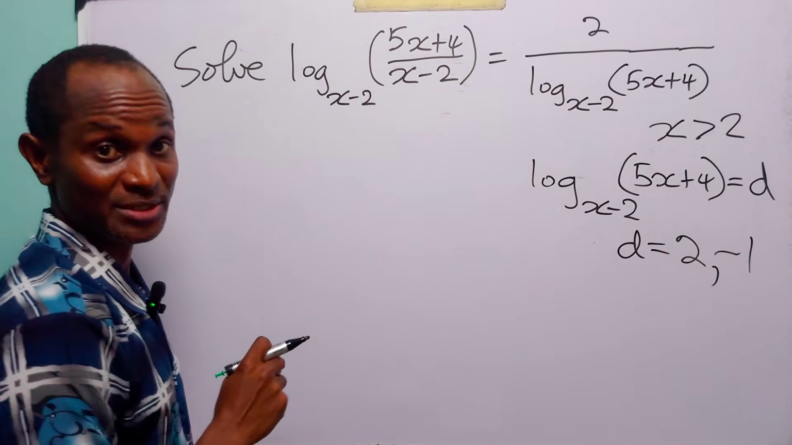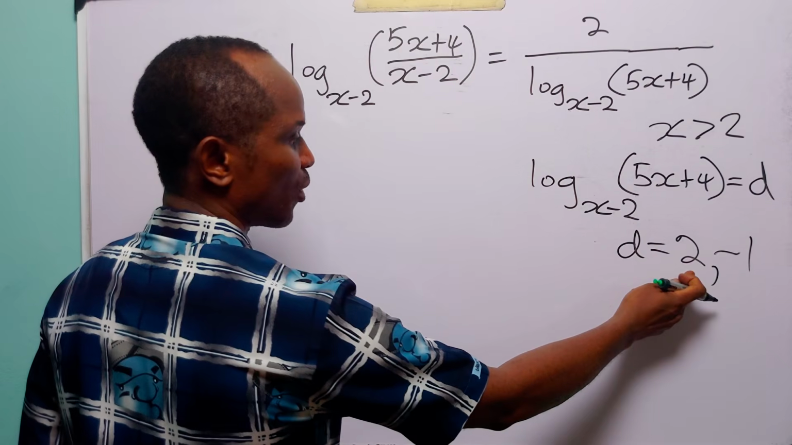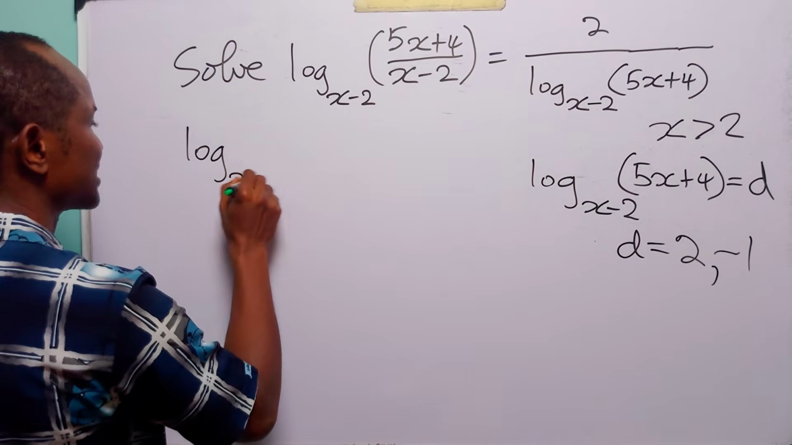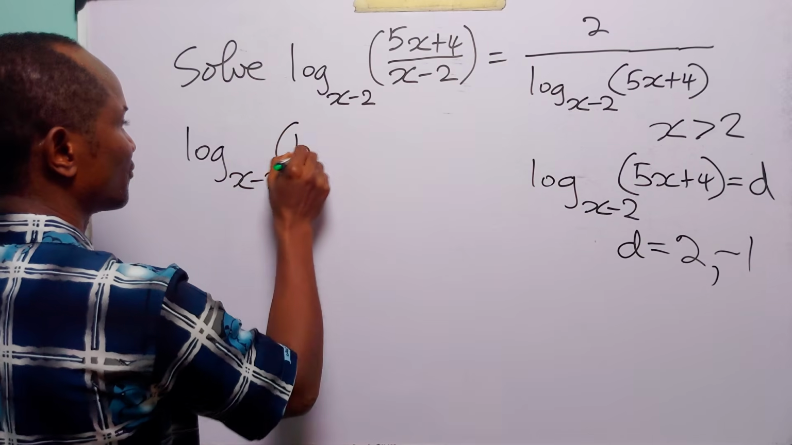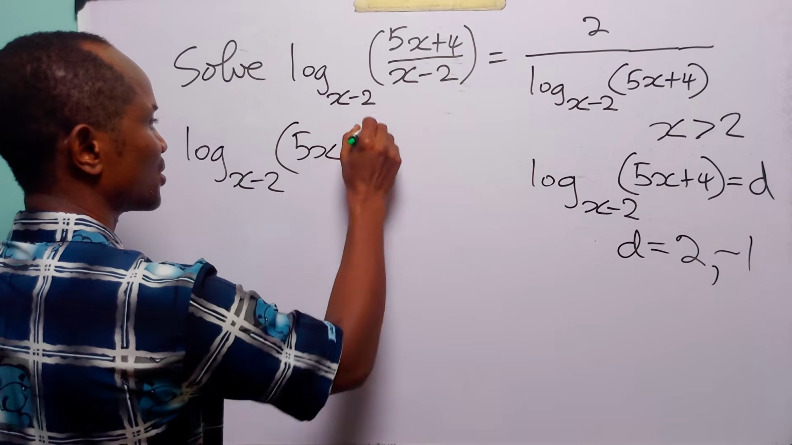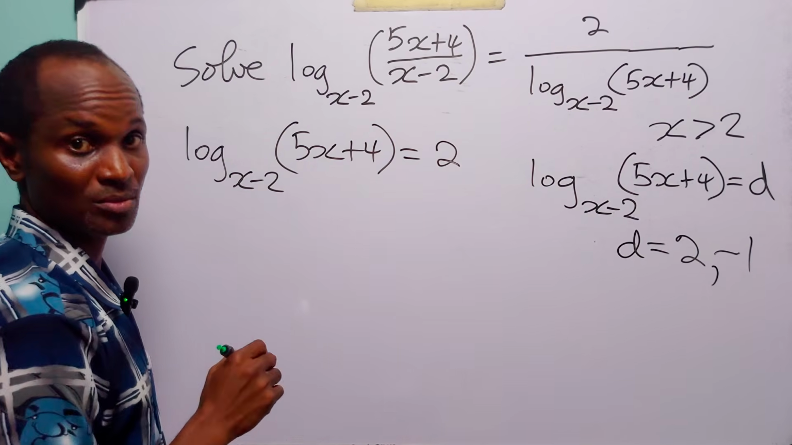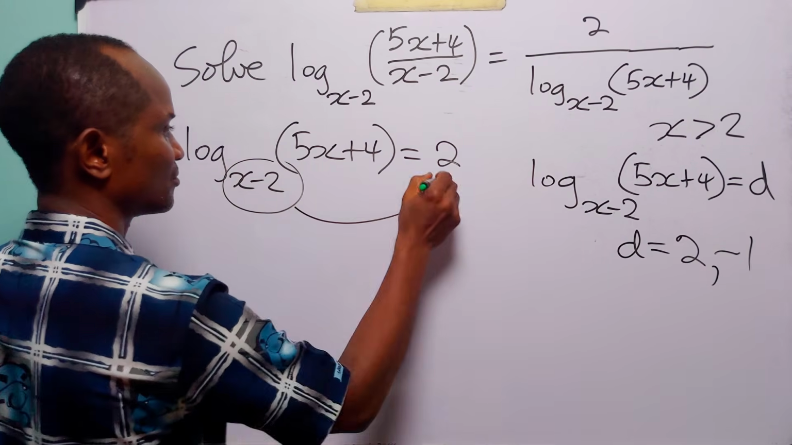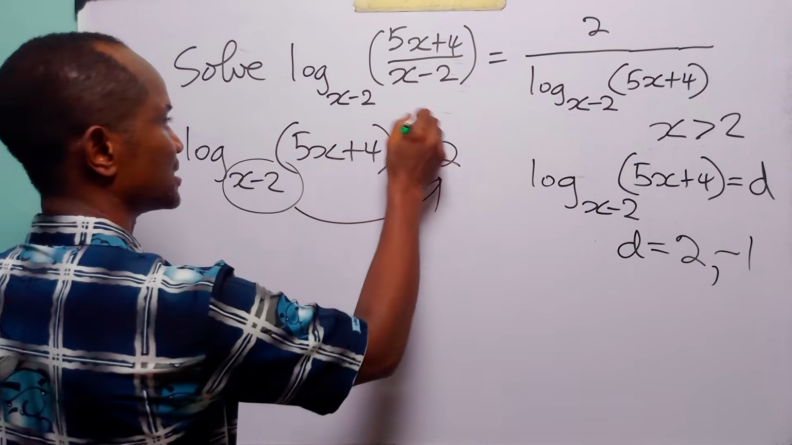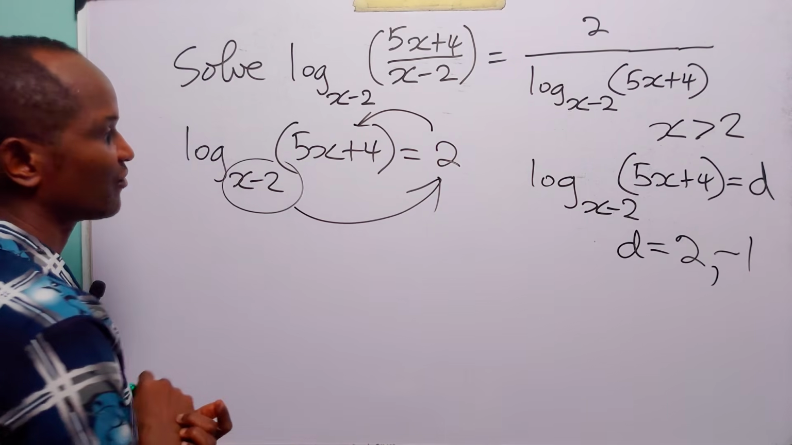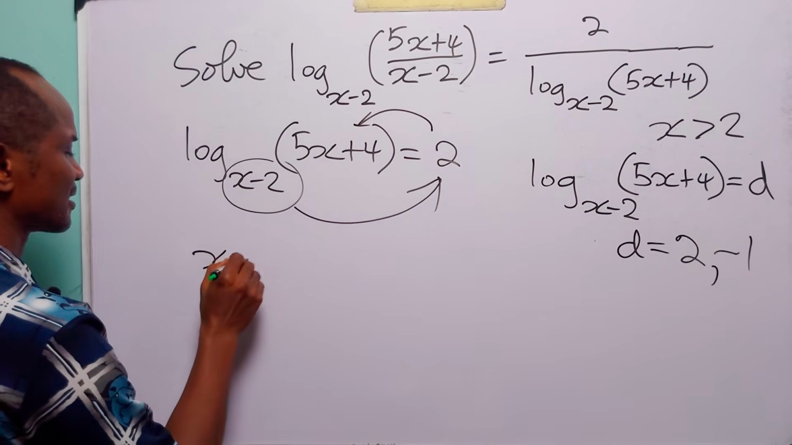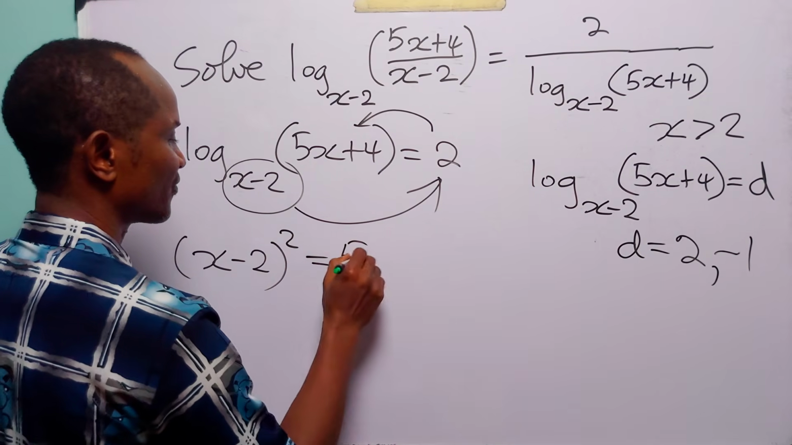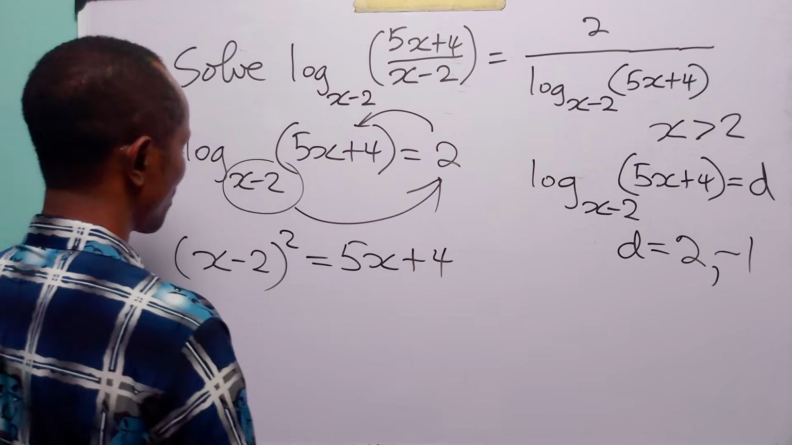Now we go back to this substitution. When d is equal to 2, this equation becomes log to base x minus 2 of 5x plus 4 is equal to 2. Of course, you know that this simply means that x minus 2 to the power 2 is equal to 5x plus 4. So we have that x minus 2 squared is equal to 5x plus 4.